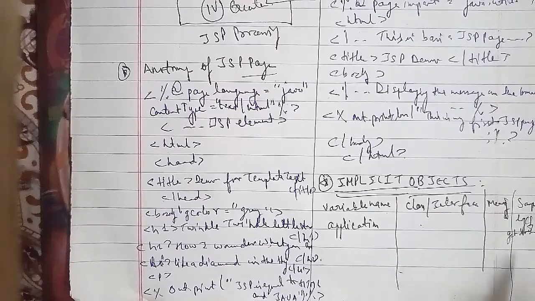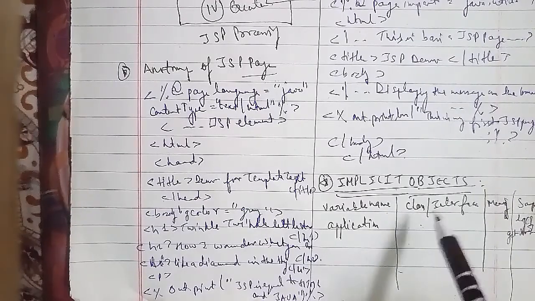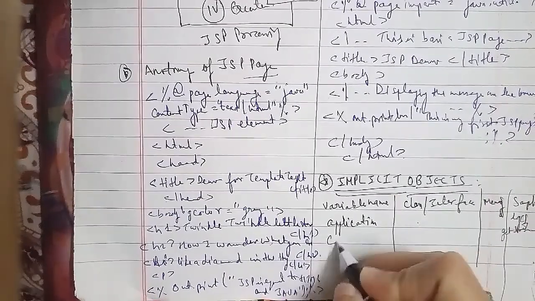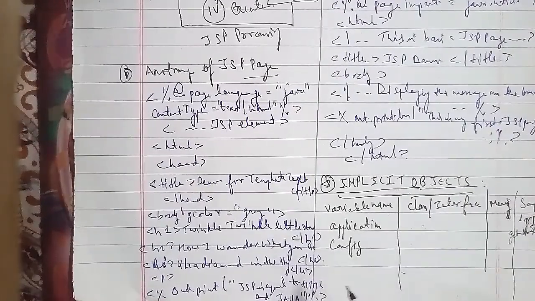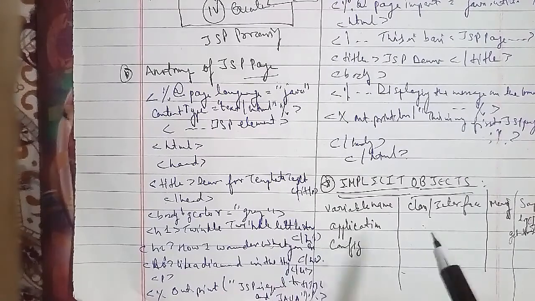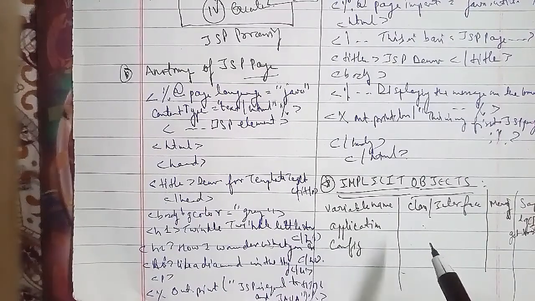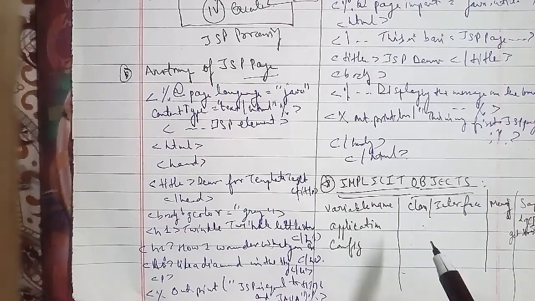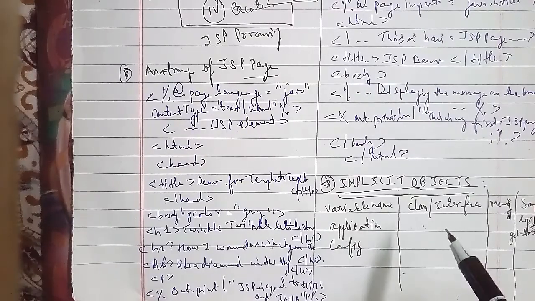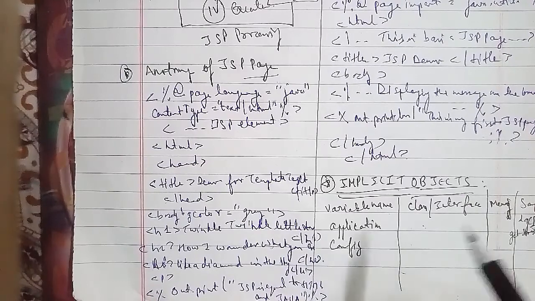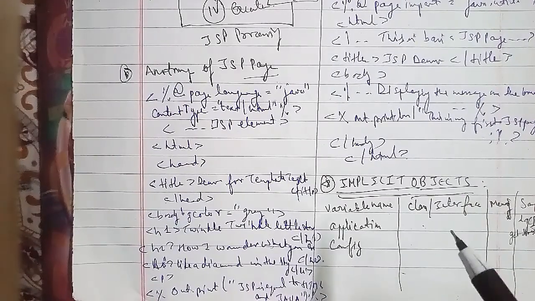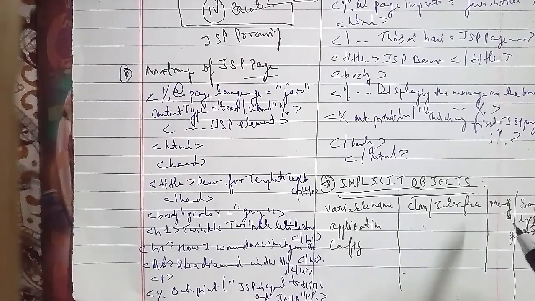For config, the class and interface is javax.servlet.ServletConfig. The meaning of this is that it helps in passing information to the servlet or the JSP page during initialization. The sample methods are getInitParameter and getServletName as well. Now we'll go ahead with another one, that is request.